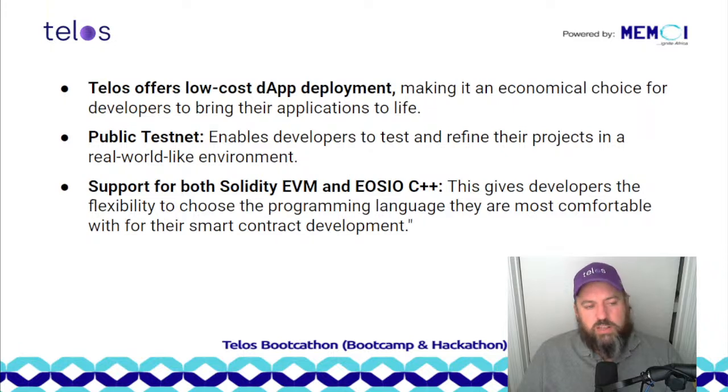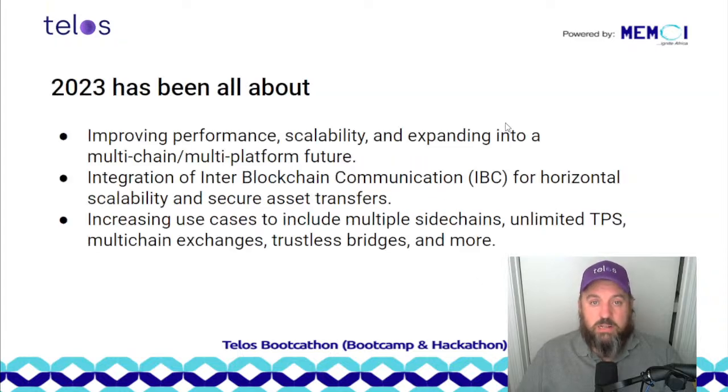Roadmap. So 2023 has all been about improving performance and scalability, specifically on the EVM, expanding into a multi-chain platform through the use of IBC, inter-blockchain communication. We have a series of smart contracts that allow us to move funds. We can move NFTs between all of the Antelope IO chains through IBC, which is pretty slick. There's a pretty simple web GUI for that. I think it is also included in the documentation.